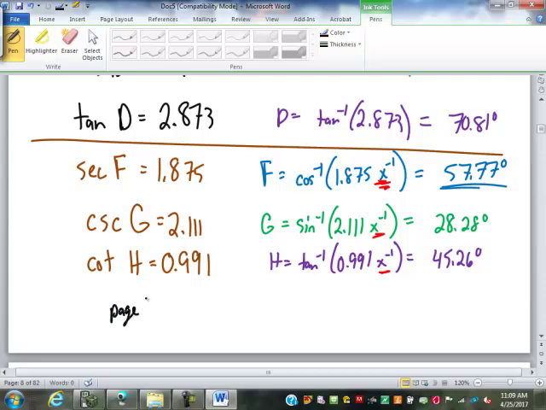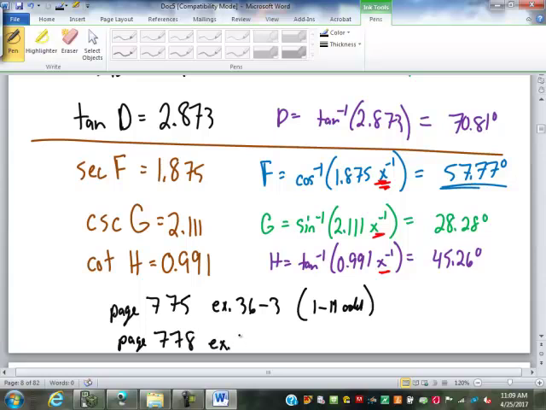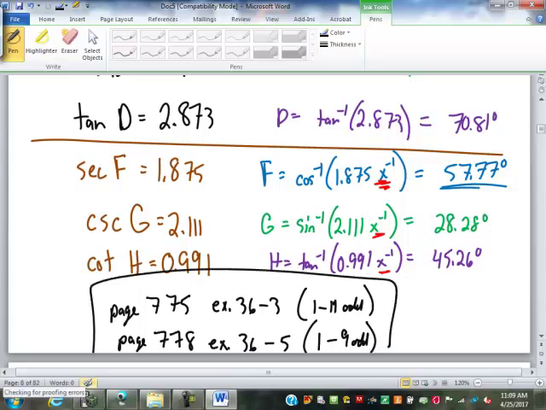So in your book, I believe it's page 775. Exercise 36-3, 1 through 11, the odd. And on page 778, exercise 36-5, 1 through 9, the odd. You work on those, that'll review some of the stuff we went over today.